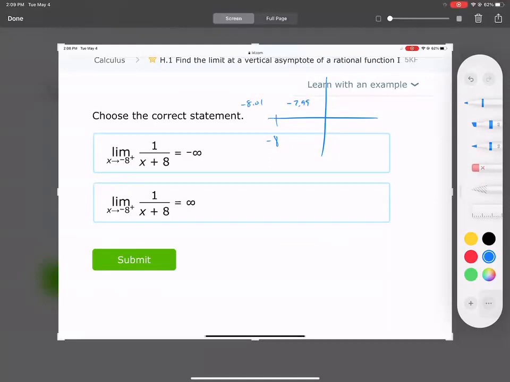So using that as a reference, would this be true? As we approach -8 from the left side, what number is on the left side? Left side is -8.01. Would this be more negative or more positive? I'm seeing -8.01 is more negative than -8, right? So with more negatives, 1 over more negatives is going to stay negative.